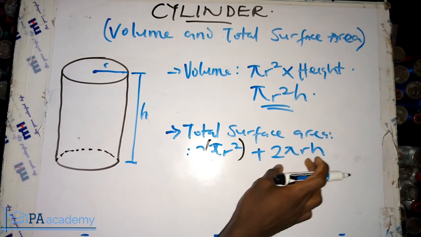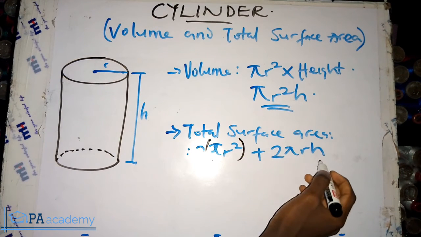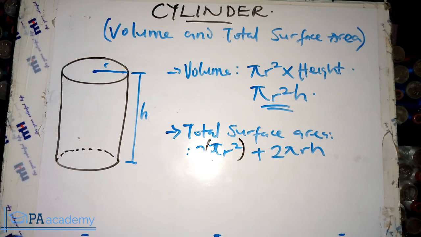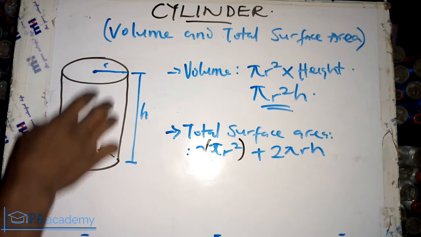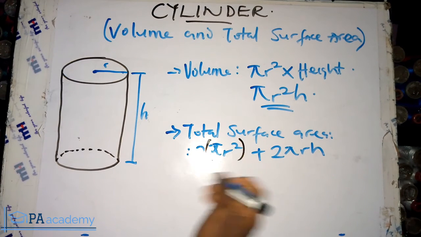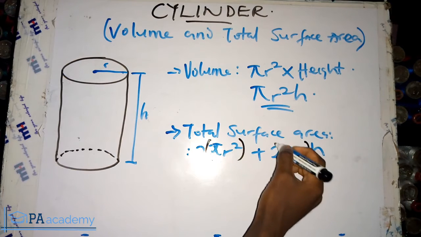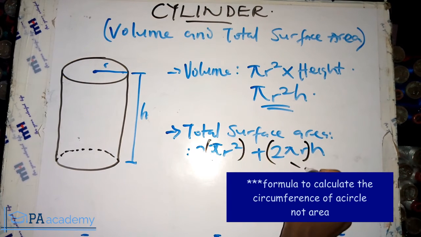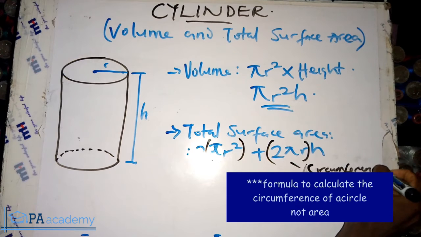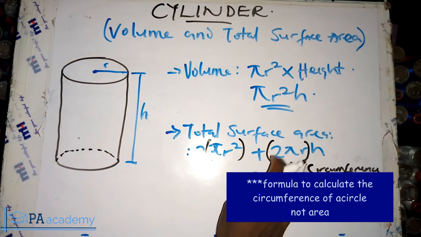Now let's look at this 2 pi r h. If you look at the cylinder again, this is the circumference. Let me just put it. To calculate the circumference of a circle, the formula is 2 pi r.